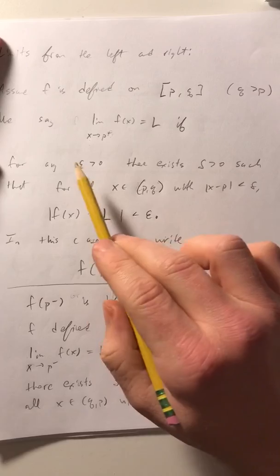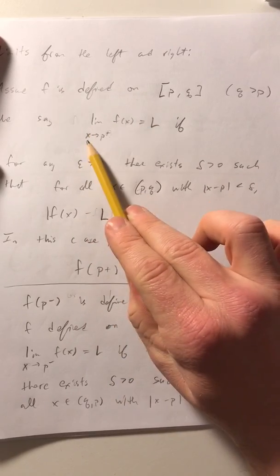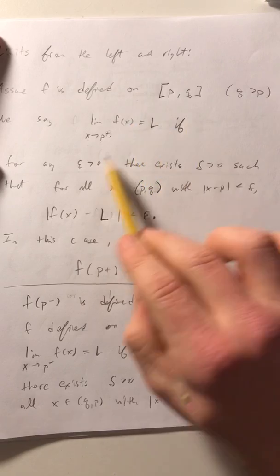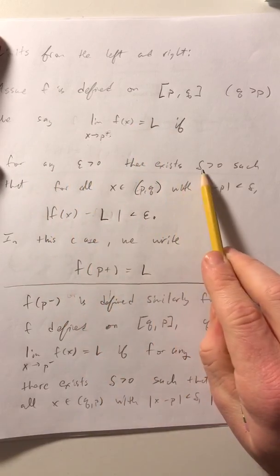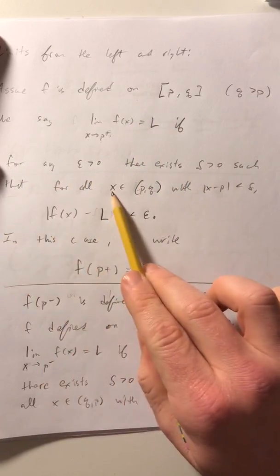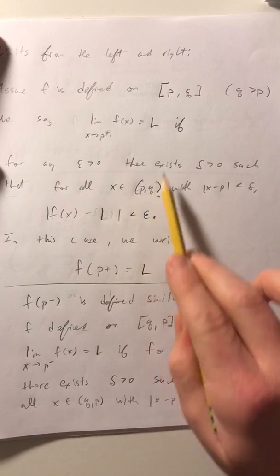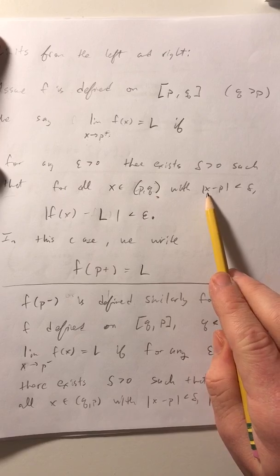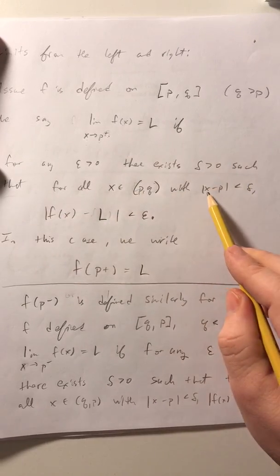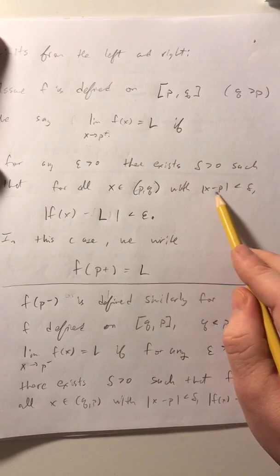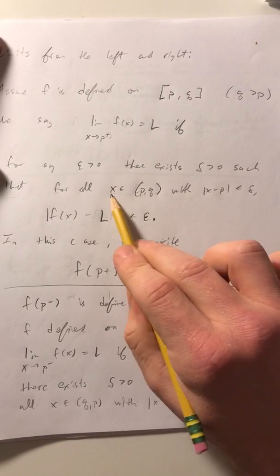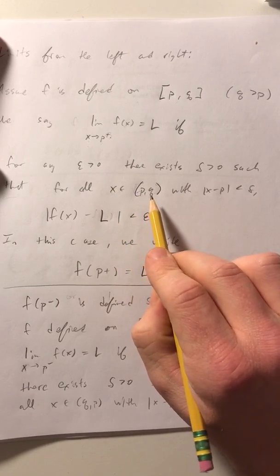So the formal definition: the limit as x approaches p from the right of f of x is L if for any positive epsilon there exists a positive delta, such that for all x in the domain of definition whose distance from p, the distance between x and p, is less than delta. And here, notice that x is in this [p, q) interval, which means x is to the right of p.